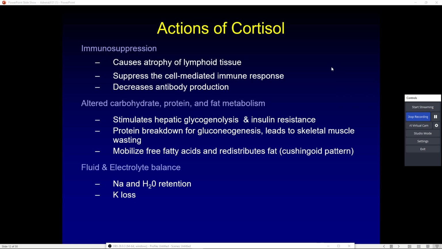Okay, and also as a result, because of that elevated blood sugar or glucose, we can end up in a state of insulin resistance over periods of time. Protein breakdown for gluconeogenesis leads to skeletal muscle wasting. And then we mobilize free fatty acids and redistribute fat.